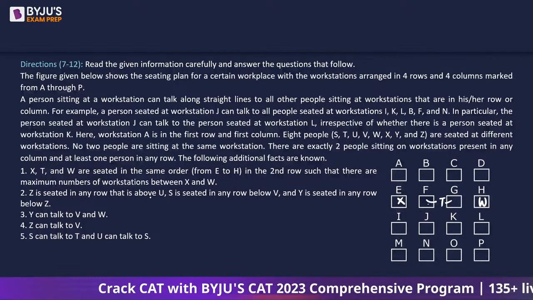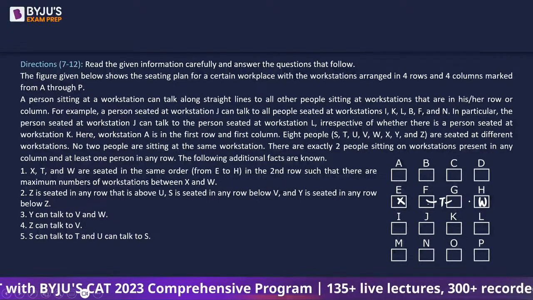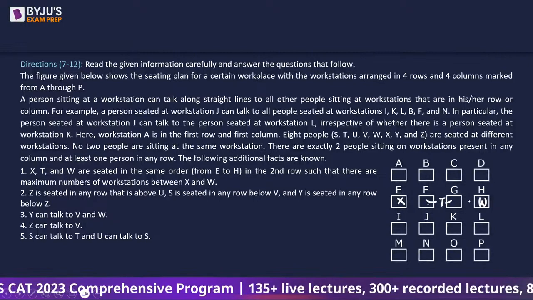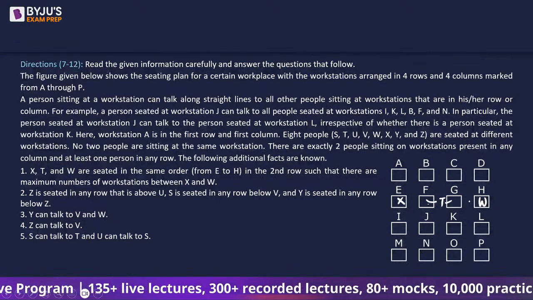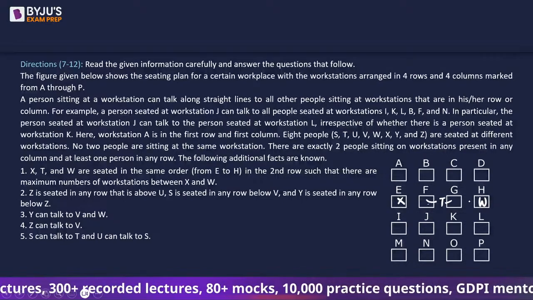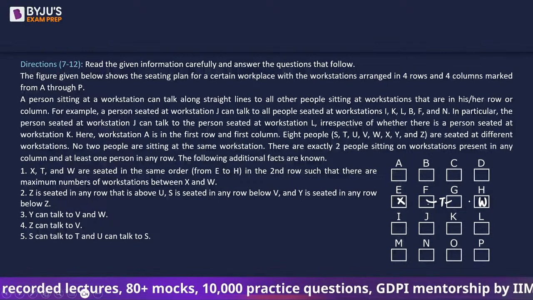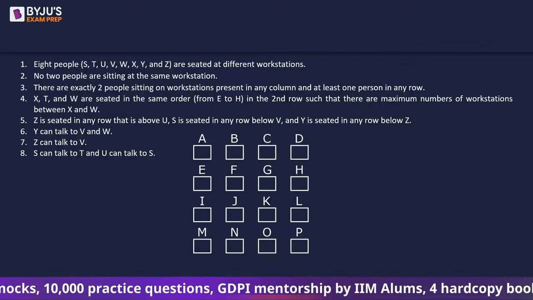Z is seated in any row that is above U. S is seated in any row below V, and Y is seated in any row below Z. So we have cases or scenarios like this. चलो let's solve.